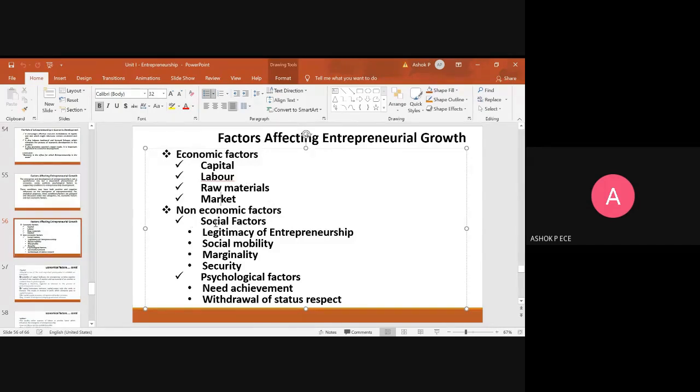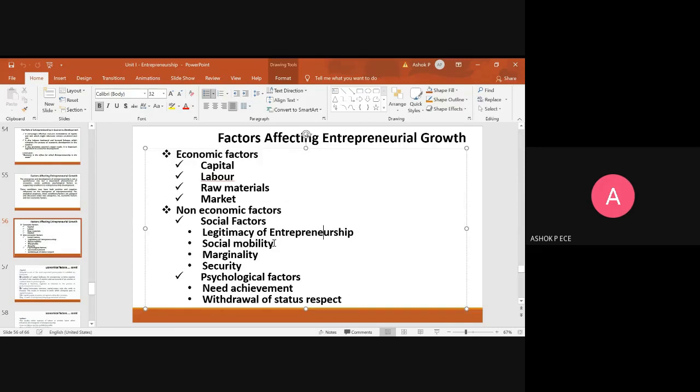Non-economic factors, we have a lot of factors like social factors, legitimacy of entrepreneurship. Legitimacy means how true an entrepreneur you are, whether you are really an entrepreneur who is aspiring to achieve success, or you have just become an entrepreneur by situation, whether you really have the quality of becoming an entrepreneur or not. Then social mobility, how you move along with others, and how your product is selling in the market.